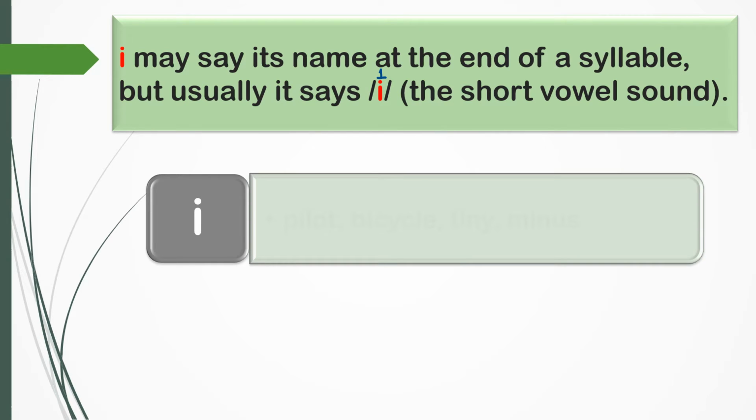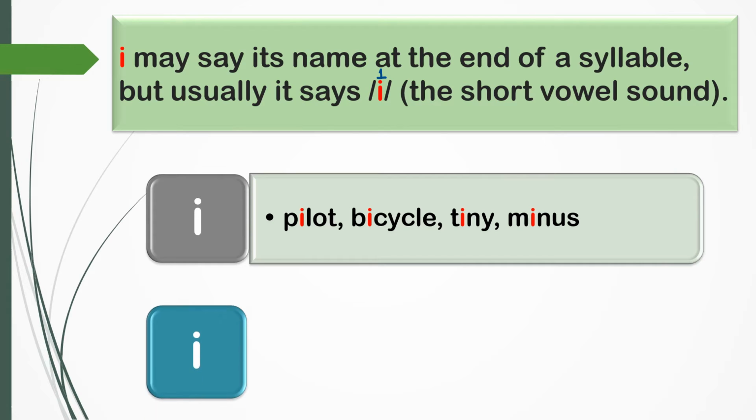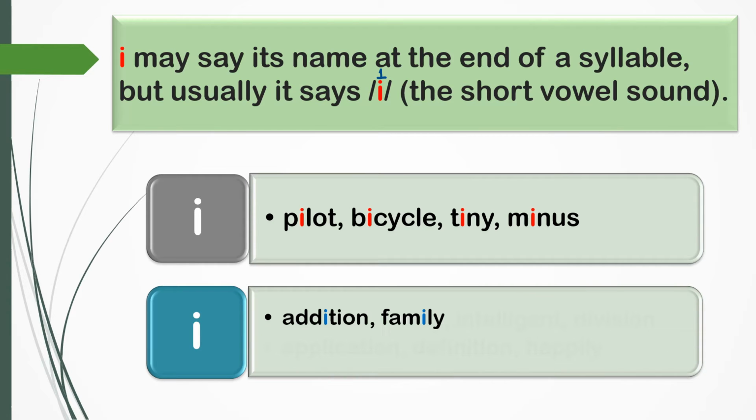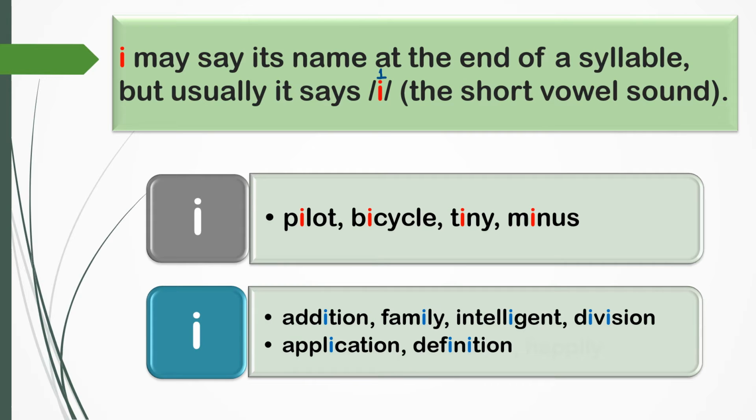where the letter I says its long vowel sound. Pilot, bicycle, tiny, minus, right? But then it usually says its short vowel sound. Addition, family, intelligent, division, application, definition, happily. So these are some examples. You have still many words where you can identify whether the letter I is saying its first sound or the second sound, right?